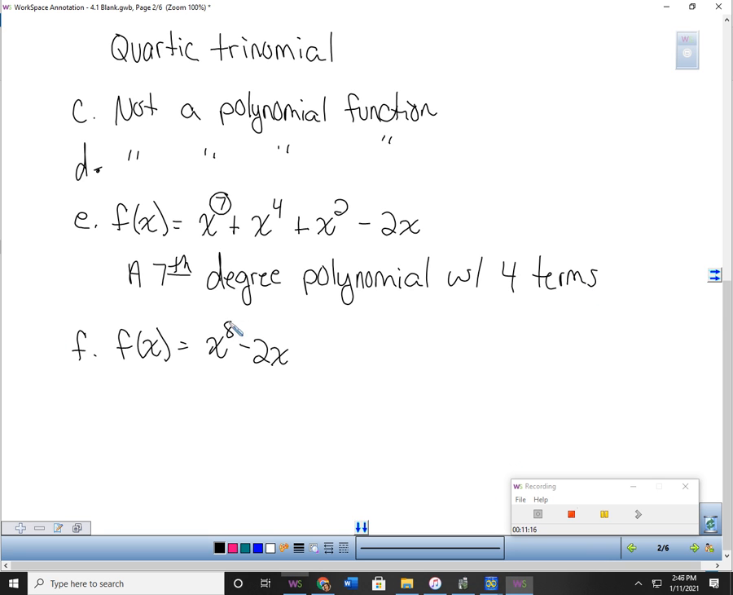So if you look at part F, what degree is this? 8. And do we have a special name for an 8th degree? Okay, so you would just say an 8th degree. And then you have how many terms? 2. What do we call that? Binomial.